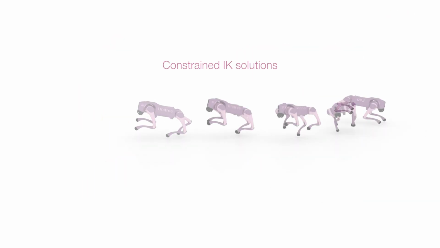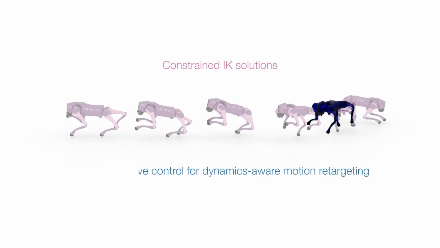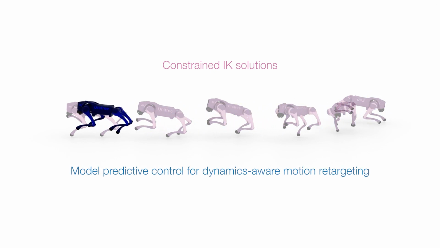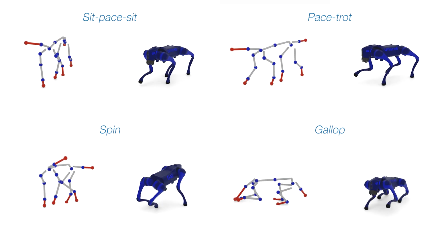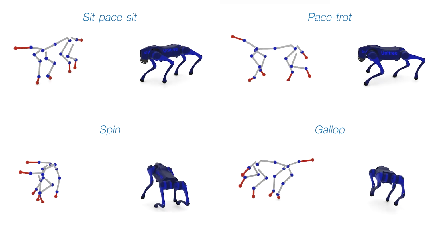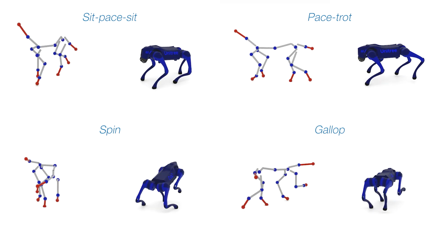Additionally, we use model predictive control as an offline optimization tool to further refine the constrained IK solutions, taking into account the robot's system dynamics and physical constraints. We use this kino-dynamic motion retargeting strategy to convert animal motion data into a robot motion database that is kinematically and dynamically compatible with the target robot.